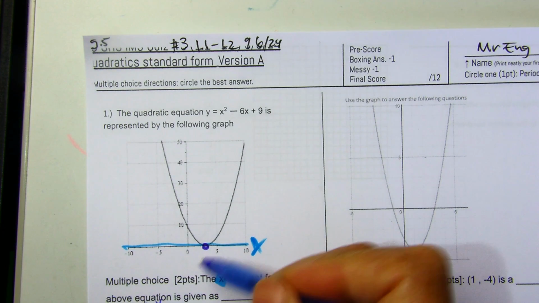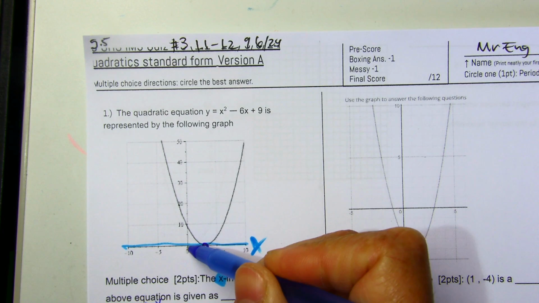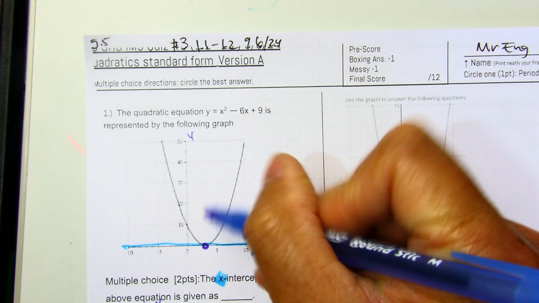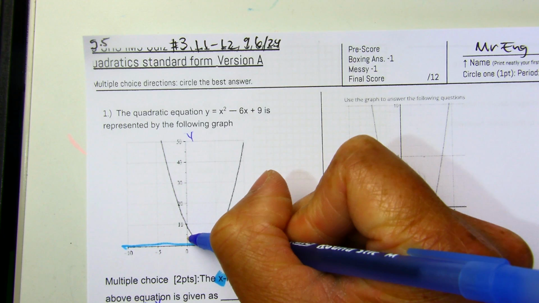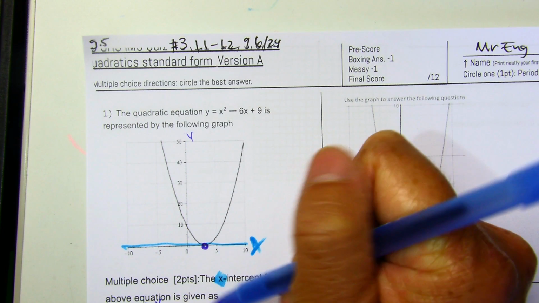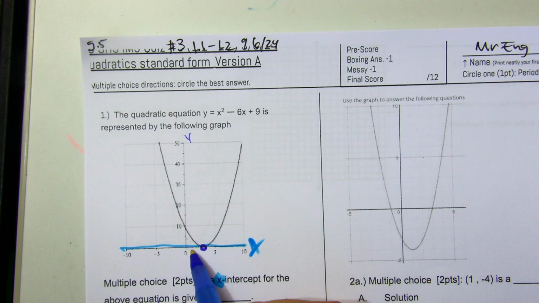0, 3 would be 0 on the x, and then this is the y-axis, so that would go up 3. That's the y-intercept, or the y-intercept is really 0, 10. And then 1, 0 would be kind of like right there.